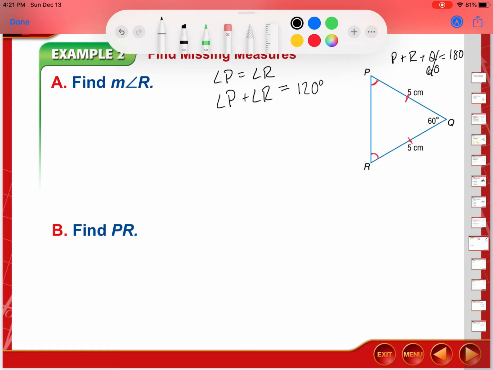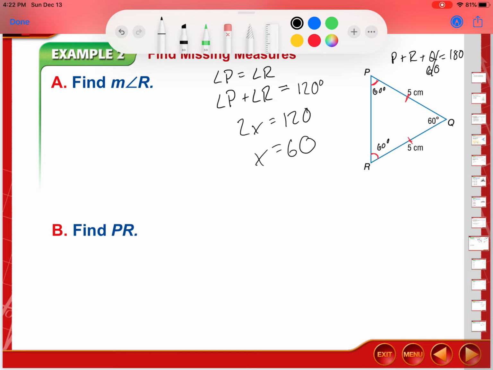So what I've essentially done is I've plugged in this 60 here for Q, and subtracted it from both sides to get to that 120. So if P and R are the same and added together they equal 120, I know I could substitute X in for each of those since they are the same, and I could say 2X equals 120. Solving this, I would say X equals 60, and X is equal to both P and R.